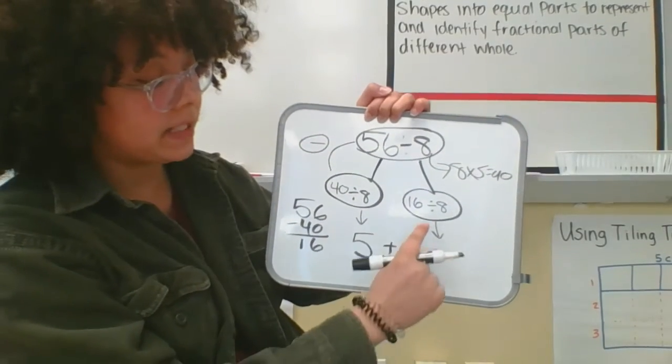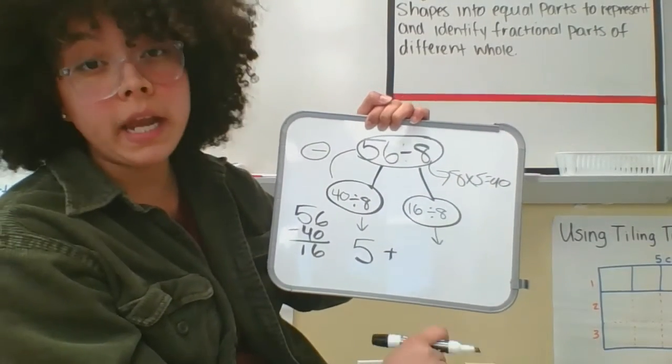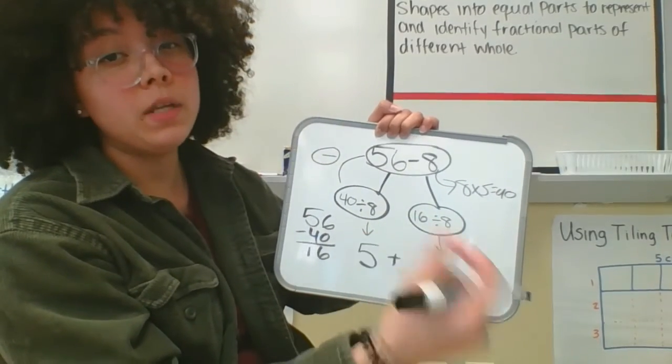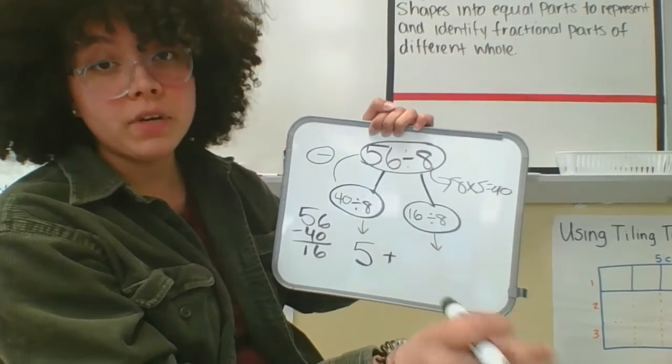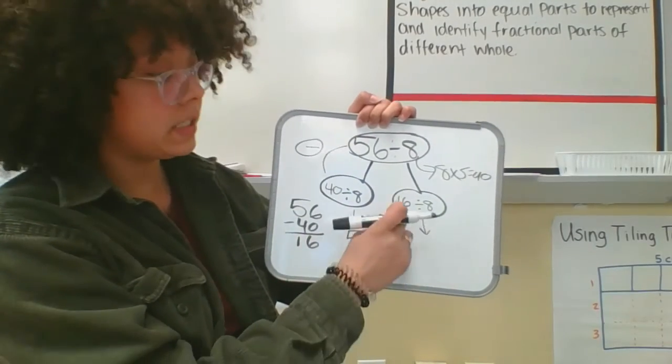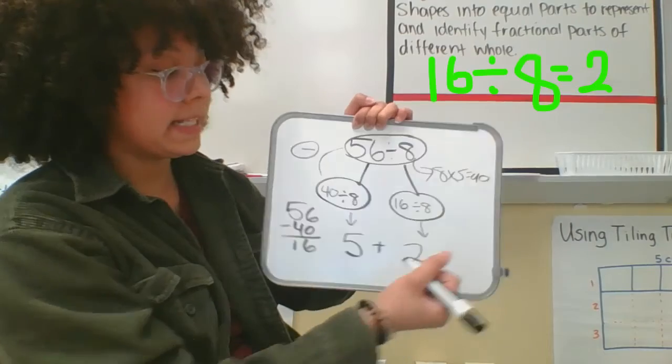The second step is to divide 16 into 8 groups. I know that 8 times 2 is 16, so again, I'm using the tools that I know. Inverse operation tells me that there's 2 groups of 8 in 16. So 16 divided by 8 is 2.